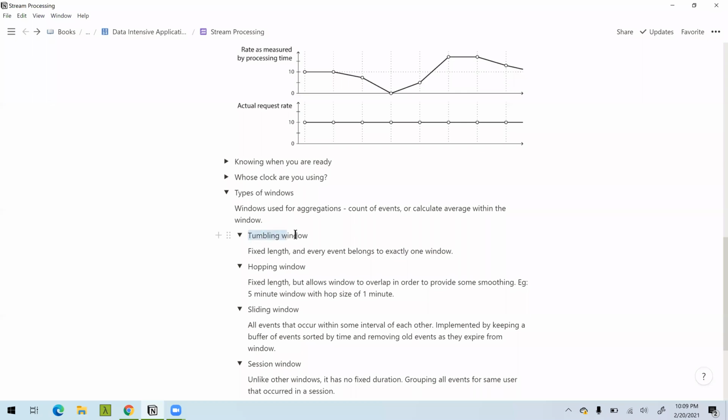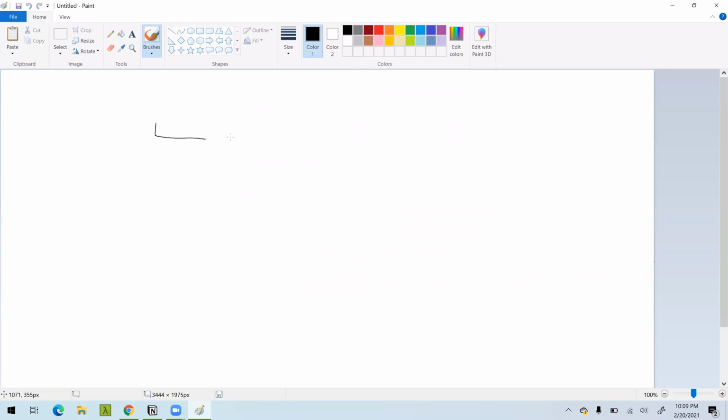First is a tumbling window. The meaning of tumbling window is that you are taking a fixed length window which is non-overlapping. That means that every event will belong to exactly one window. If I open Paint, a tumbling window interval would be like this: between 1 to 5 time interval, then between 6 to 10, then between 11 to 15, right? So this is basically a non-overlapping fixed length interval. So this is a tumbling window.